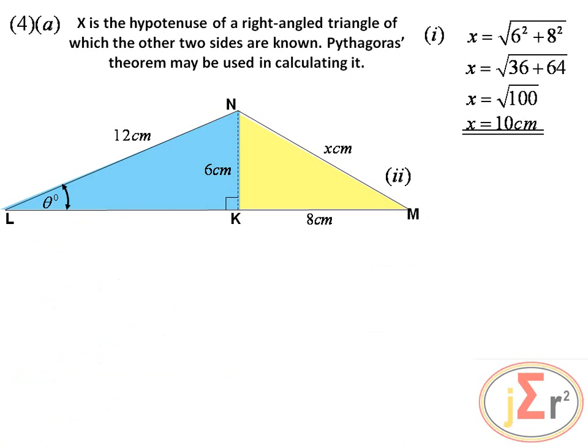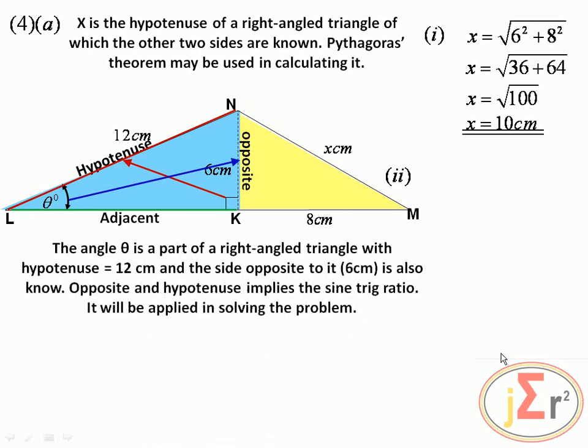For the other right angled triangle, what do we know? We are putting information on that diagram with the focus on the unknown angle theta. So theta is our angle of reference, and we are saying that this side that we have is opposite to that angle, irrespective of which angle we use as the reference. The hypotenuse will be the longest side and will be opposite to the right angle. The adjacent is going to be this one that is beside the angle theta. The angle theta is a part of the right angle triangle with the hypotenuse equal to 12 and the side opposite to it is 6 centimeters.